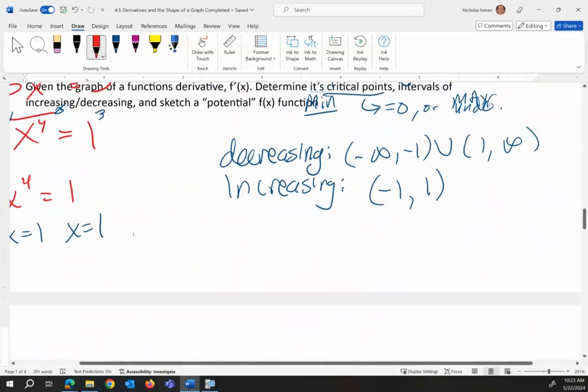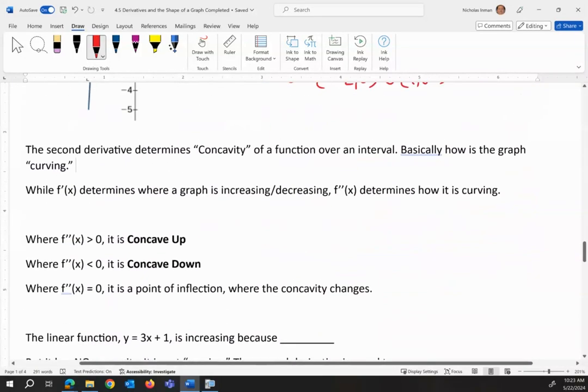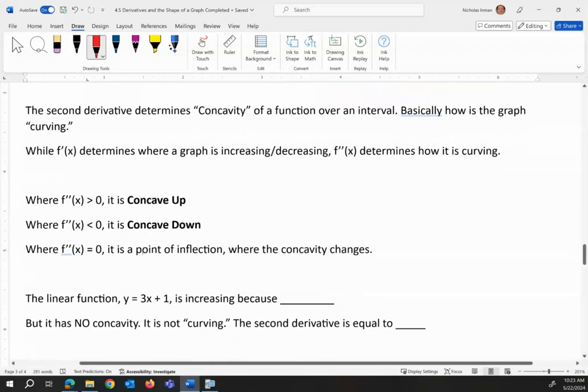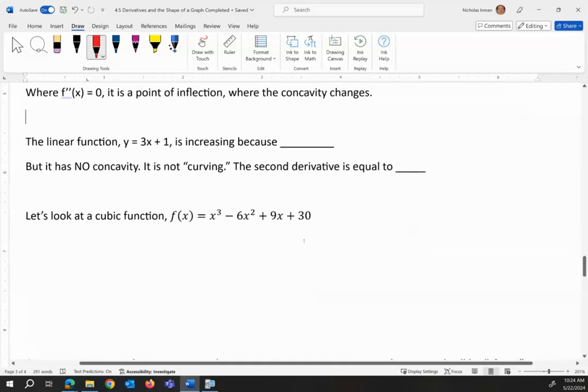Okay, so we want to be able to figure out how to find these intervals of concave up and concave down. And the way we do it is just by taking the second derivative and finding out when it's greater than 0 or less than 0 or equal. The spots where it's equal to 0 are called inflection points or points of inflection, and that's just where our concavity changes.